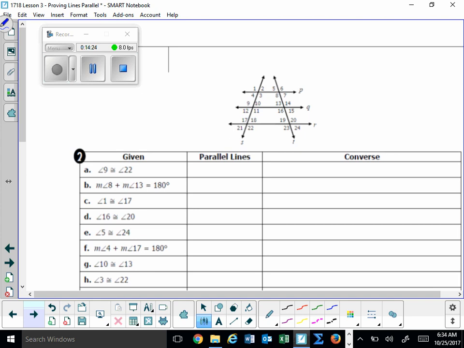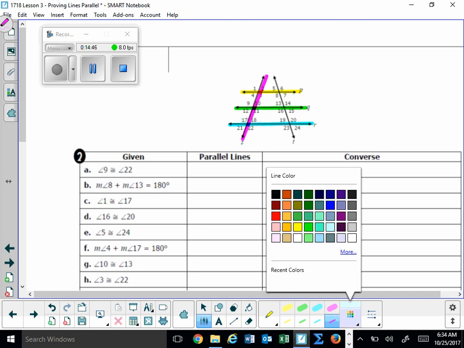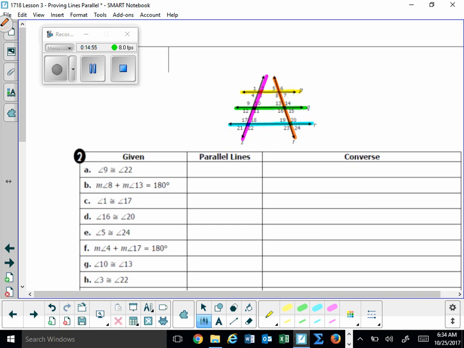Oh, wow, we're making this a lot more complicated. Okay. Let's see. I need another color. How about orange? That'll work.